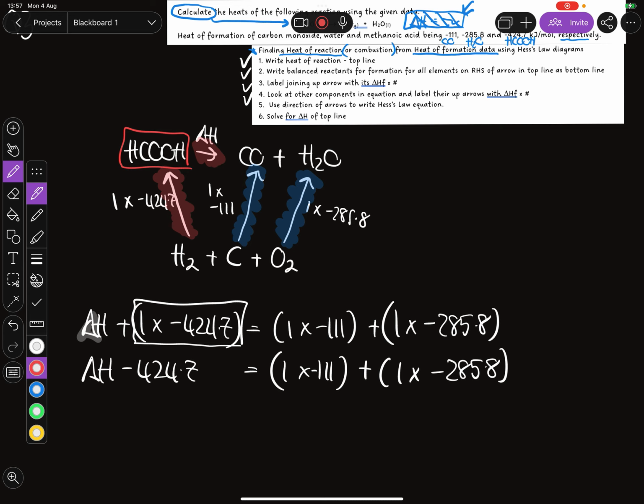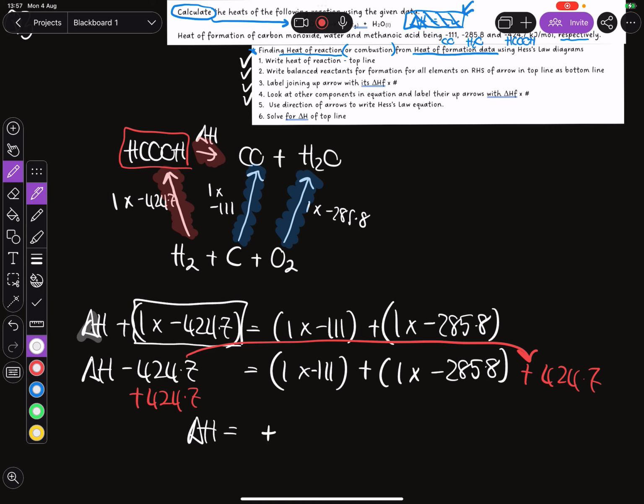To get rid of this minus 424, or to put it to the other side, we have to add it to both sides of the equation. And when we have done that, we can now just solve for delta H. And you plug it into your calculator the way it is looking at you now, brackets and everything, so you can't make any mistakes. And when you're done, it should be plus 27.9 kilojoules per mole.